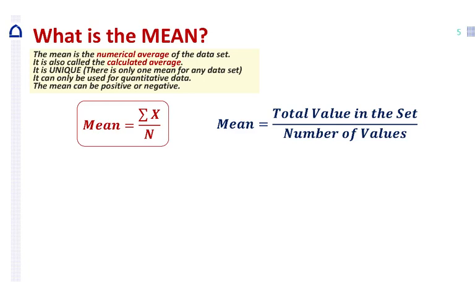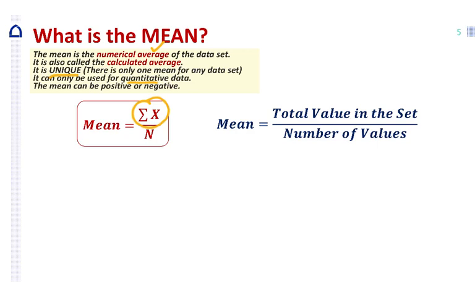Okay, we'll start with the mean. Remember from the last slide, it's the average. Sometimes they say numerical average or calculated average, because we're doing a calculation. We add all the data points and divide by the total number of data points that we added. One thing to remember, it is unique, meaning for any set of data there is only one mean. We can only calculate the mean when our data is quantitative, numbers, and the mean can be positive or negative. It's just measuring the middle of the data, so if the data is negative, your mean is going to be negative.